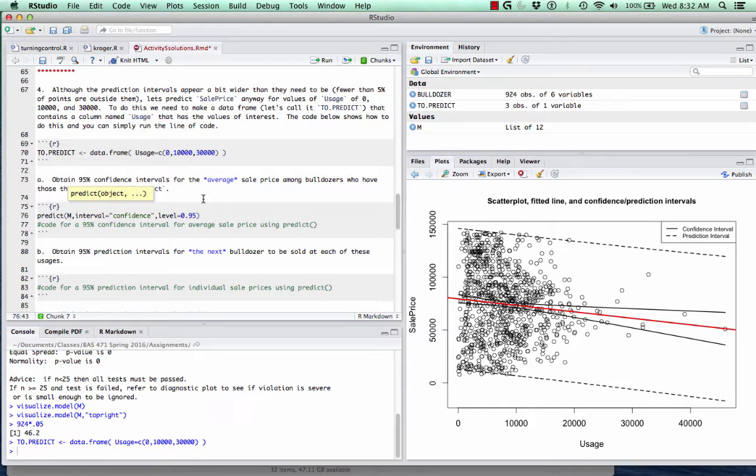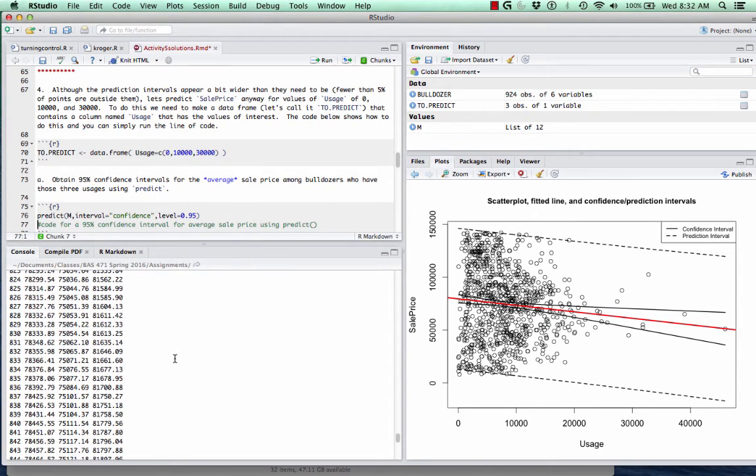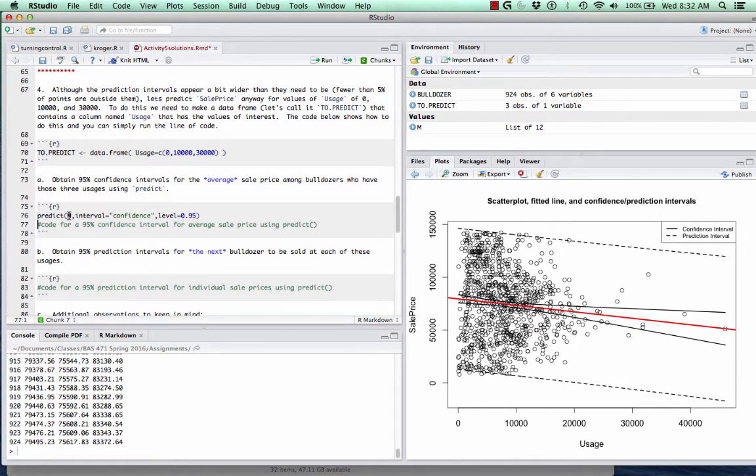Okay, so when I run this command, what it will do is show me what I didn't actually want to see here. It made predictions for every single data point that went into building the model M here. I actually just want my prediction intervals on the values of usage in my to.predict data frame. So I forgot that I needed to add this additional argument, newdata equals to.predict. By default, it'll make the intervals for all the points in the original data set. I don't want that here. Okay, so use the regression model that we fit to make predictions on this new data in the to.predict data frame. Make confidence intervals with 95% confidence.